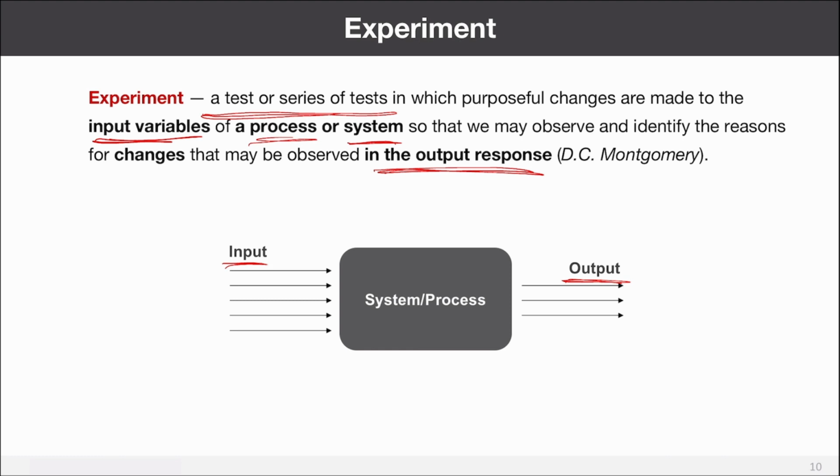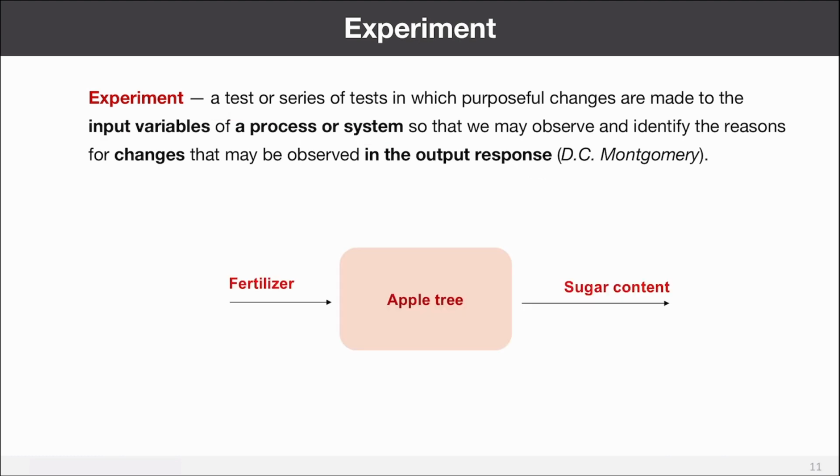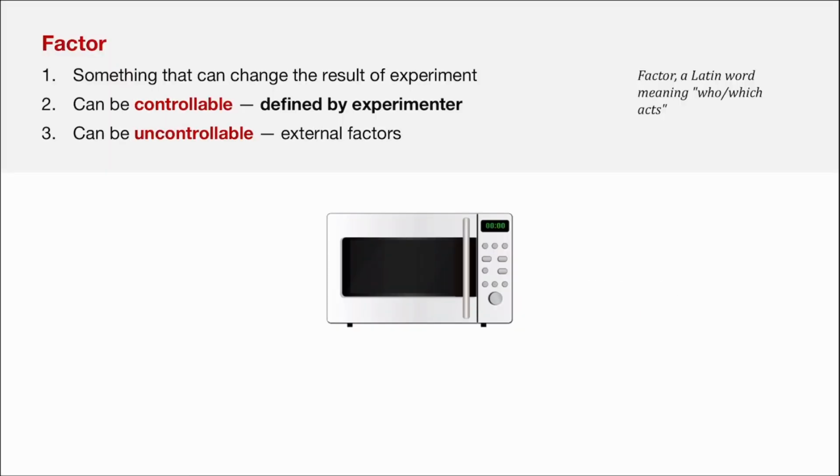For example, in the case of the fertilizer example, your system is an apple tree or several trees if you have a garden. Your input is a fertilizer, so you have two different fertilizers. And your output is the sugar content in the apples taken from these trees, right? Now let me recall a couple of specific definitions, right?